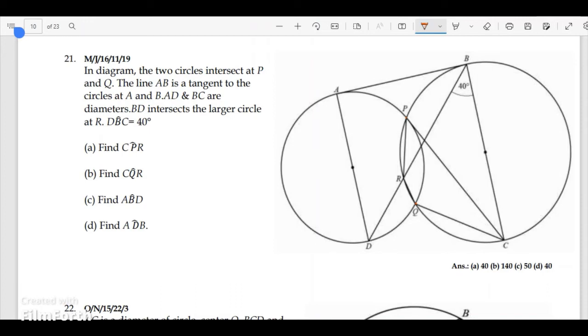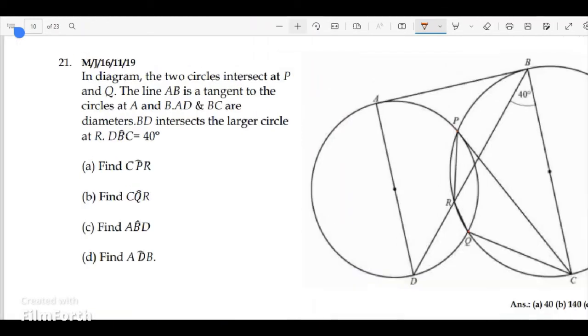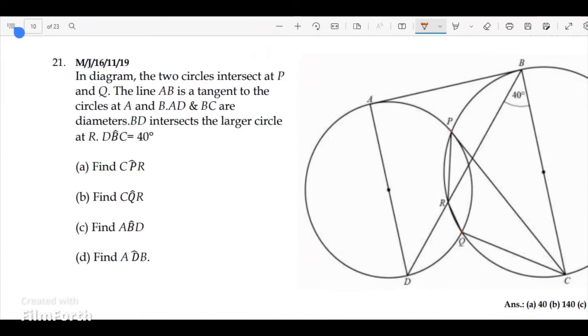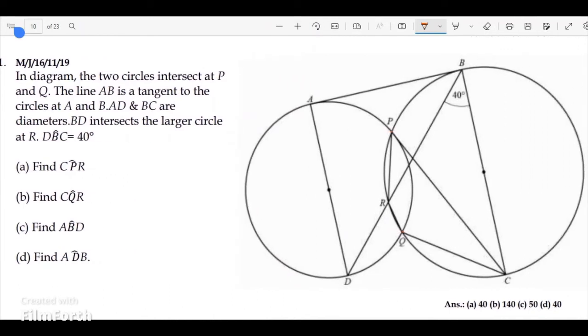The line AB is a tangent to the circles at A and B. AD and BC are diameters. BD intersects the larger circle at R. DBC equals 40 degrees. All of this information is shown on the diagrams as well. As you can see, it looks very complicated, but I bet that this is not that hard. It isn't really that hard.